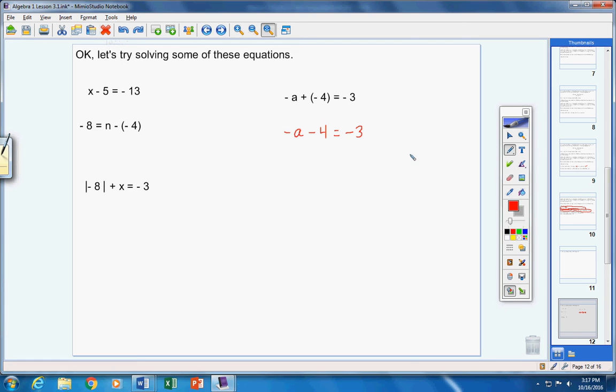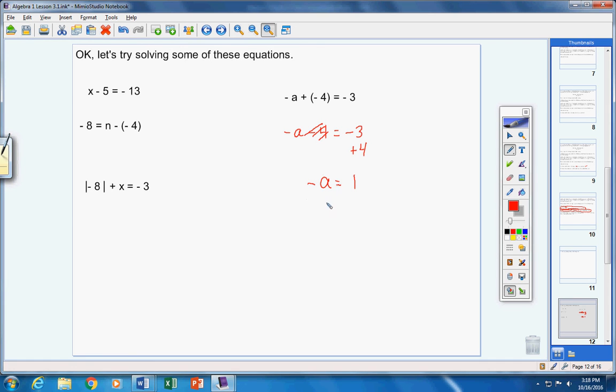Well, then step 2 says to get the variable all by itself. So if I want to get a by itself, I've got to bring this negative 4 over and make it a positive 4. Got it? So now I'm left with negative a equals positive 1. Okay? Now, here's where it gets a little tricky. And there's another way to do this I'm going to show you in a second. But first of all, please notice I'm left with negative a equals 1.